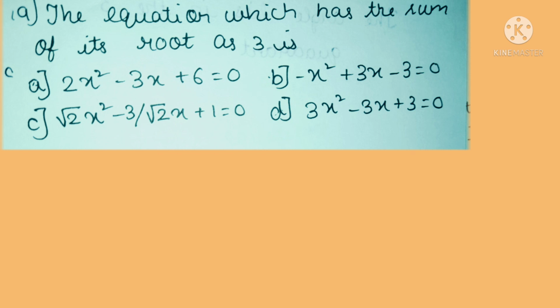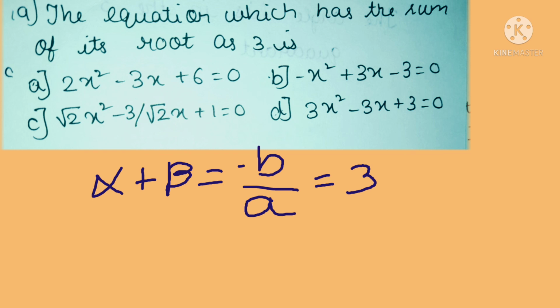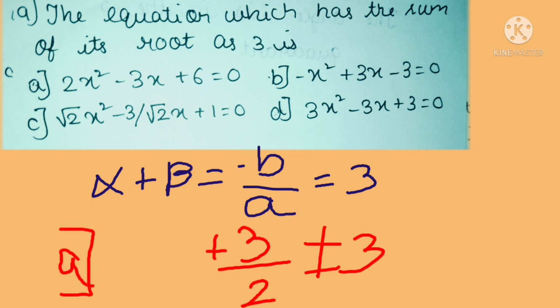Related to the sum of the roots, if one of the roots is alpha and the other root is beta, then the sum of the roots is nothing but alpha plus beta. So the formula will be minus b by a. This minus b by a we need to check with each and every option. So this question is also absolutely dependent on the options. If we check with the first option, we don't get the value as 3.